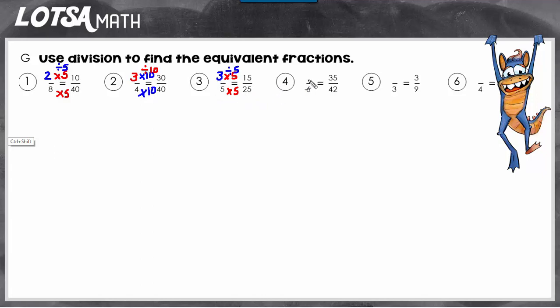So we'll do one more. On number 4, it's going from 6 to 42. So it's been multiplied by 7. And what we do to the bottom, we have to do to the top. But instead of thinking about what times 7 equals 35, we can think about it differently. We can think about 35 divided by 7 equals what? And 35 divided by 7 is 5.